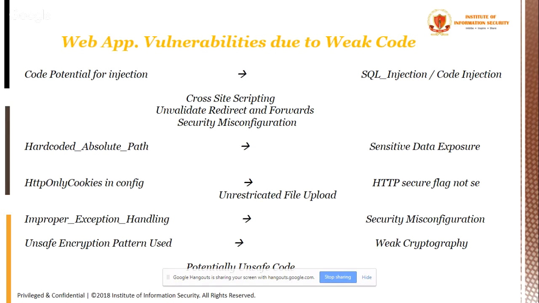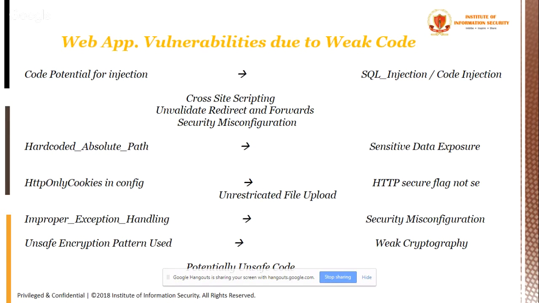Then I mentioned the security misconfiguration. One more was added over there: improper exception handling leads to security misconfiguration. If the application is not handling the exception in the proper, correct, secure way, we can say the application is vulnerable to security misconfiguration. Why? Because it's throwing the exception directly on the page, right?